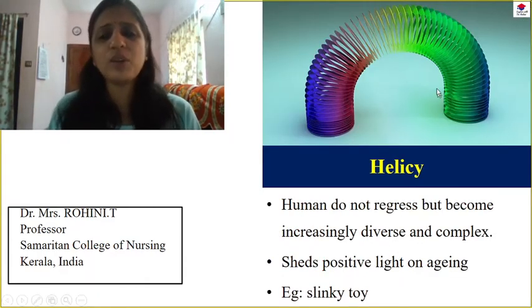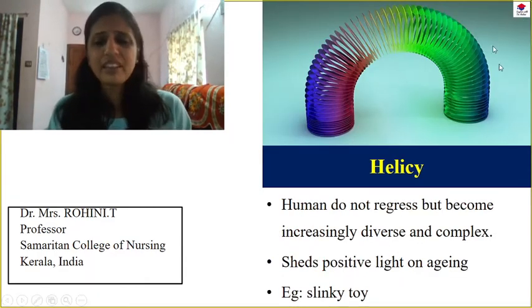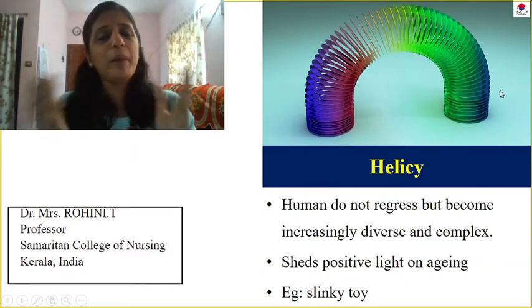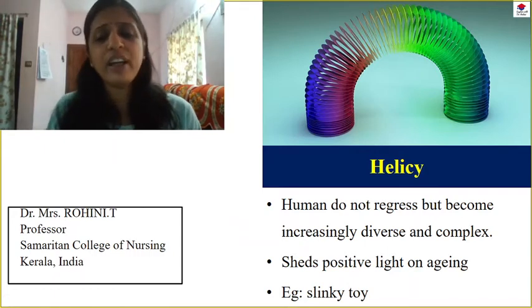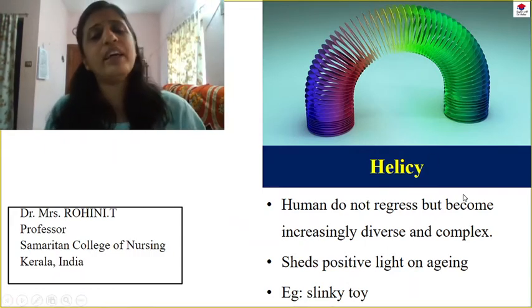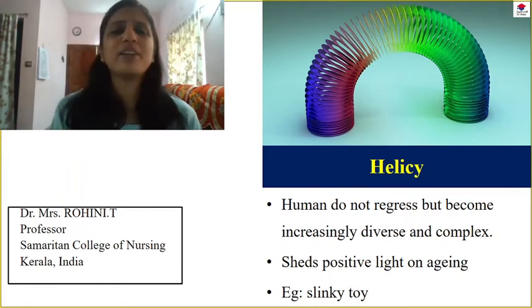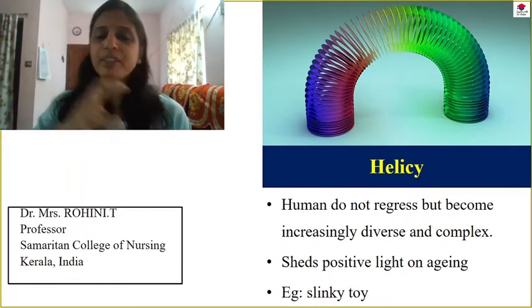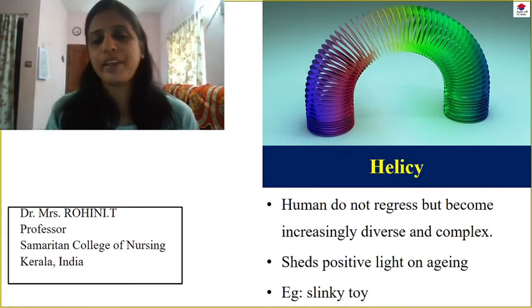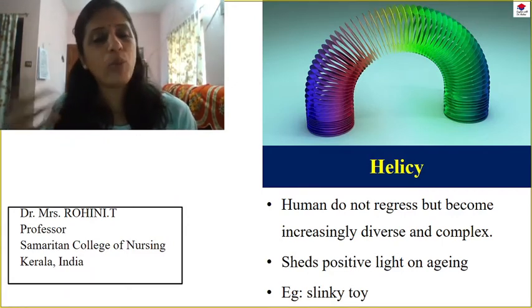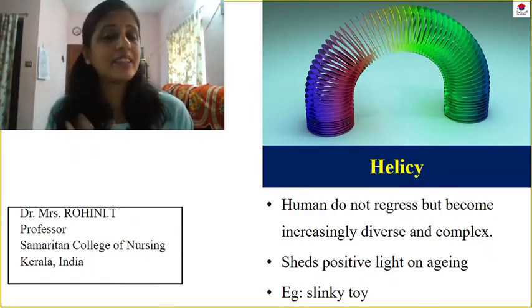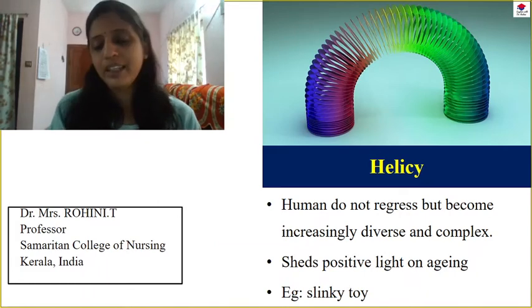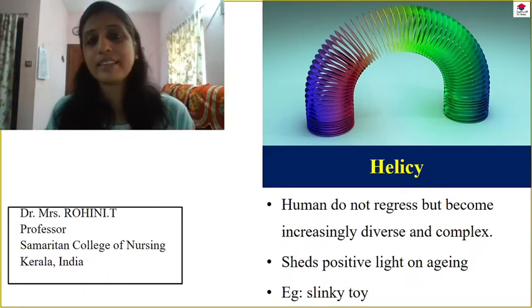It's like a slinky toy. A slinky toy is very complex. When you play with a slinky toy, you find that again and again it becomes more complex. So in the same way, human beings will not go back. They become increasingly diverse and complex, but that is one good characteristic of an energy field, from simple to complex. As you're growing older, as you're growing wiser, the energy field becomes more complex and more diverse. So that is what she believed, that is called helicity.